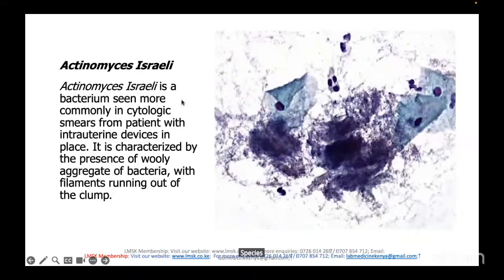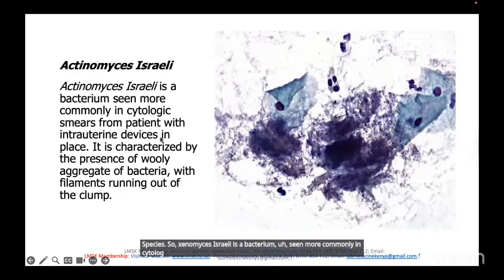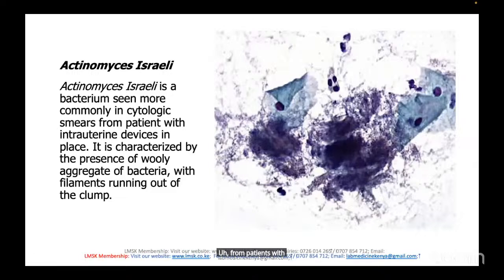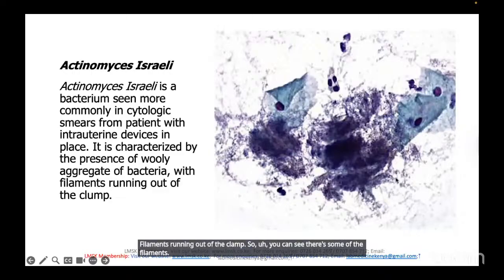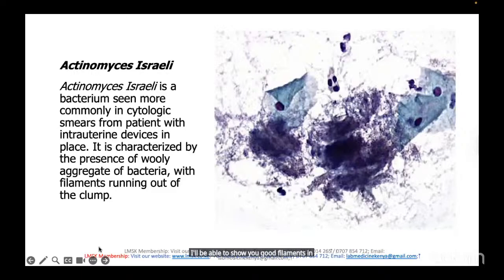So Actinomyces israeli is a bacterium seen more commonly in cytologic smears from patients with intrauterine devices, that is IUCD, which is a form of family planning method, and it is characterized by the presence of woolly aggregates of bacteria. Woolly aggregate is like wool, with filaments running out of the clump. So you can see there are the filaments. I'll be able to show you good filaments in the next slide.